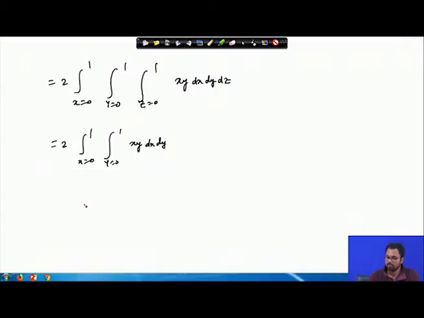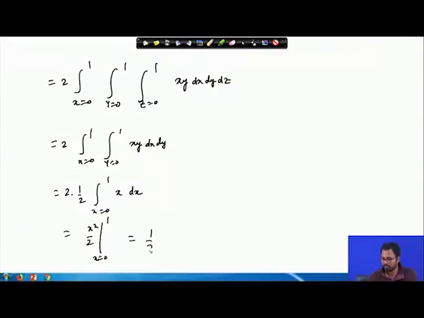Now we integrate with respect to y, and then this will be y square by 2, from 0 to 1. So this is basically 2 times 1 by 2, and then we integrate with respect to x, and then this will be x square by 2, with x from 0 to 1.